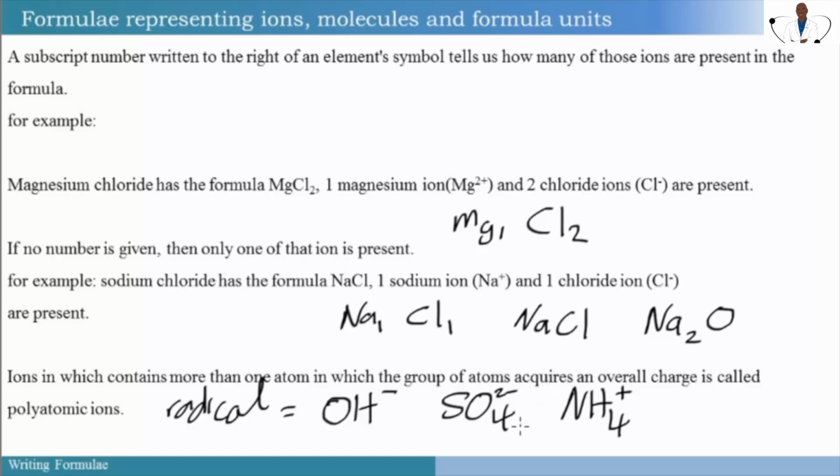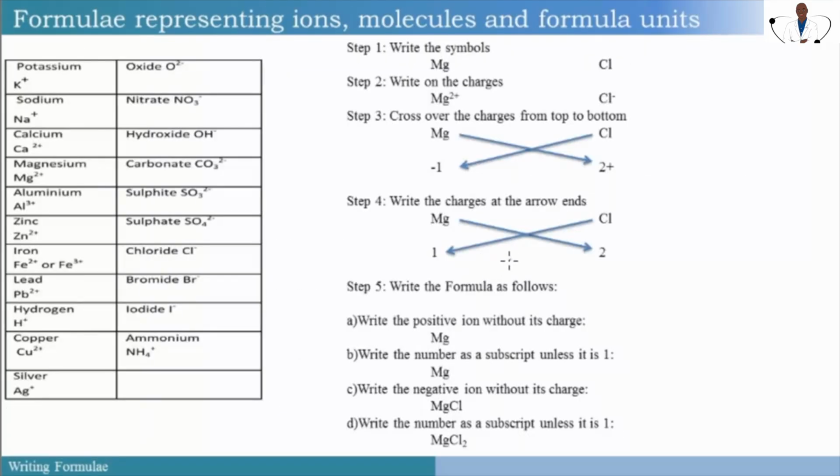Let's write some formulas for ionic compounds. In order to write some formulas for different ionic compounds, let's follow these simple steps. We are first going to write the symbol, after which we will put on the charges. We will then move the charges across to the other ion or the other atom. So here I have -1. I'll move -1 across to Mg, and the 2 plus on Mg, I'll move it across to the subscript of Cl. I will then ignore the charges.